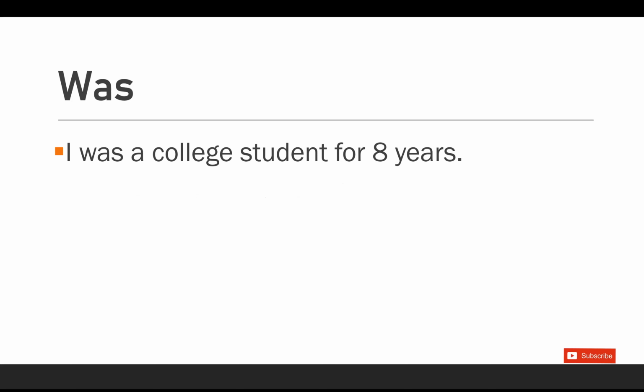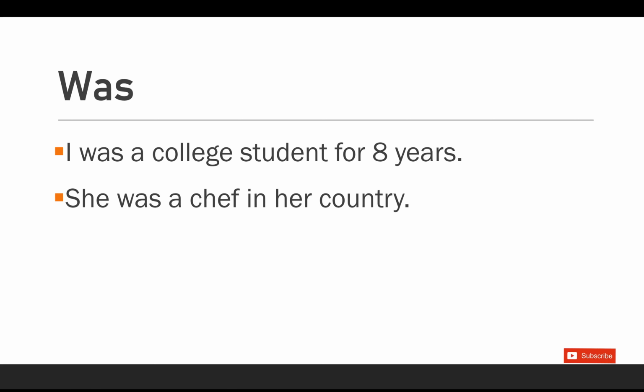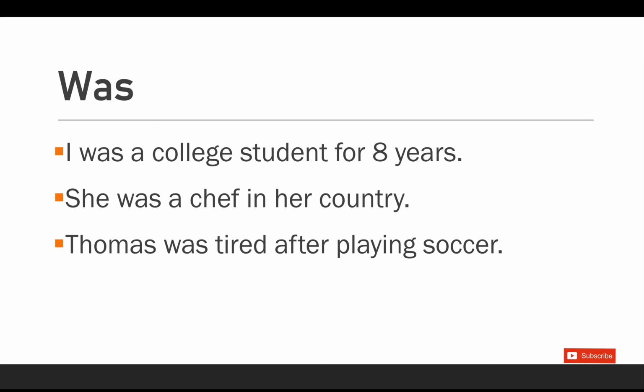Okay, here are some examples with was. I was a college student for 8 years. She was a chef in her country. Thomas was tired after playing soccer. The computer was new. Okay, so here I have I, she, Thomas, the computer. These are all singular, one person or one thing.